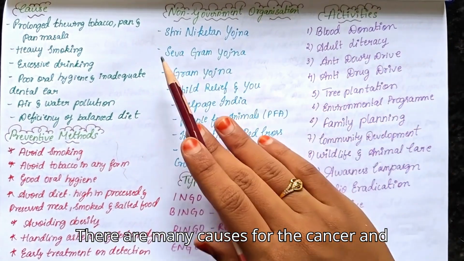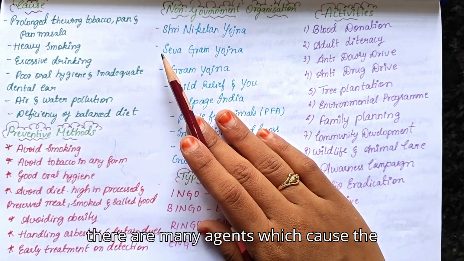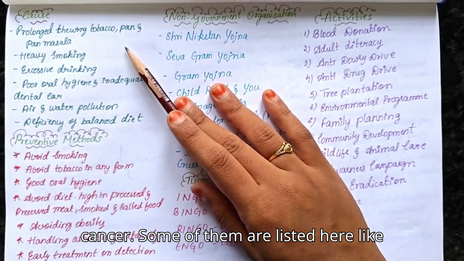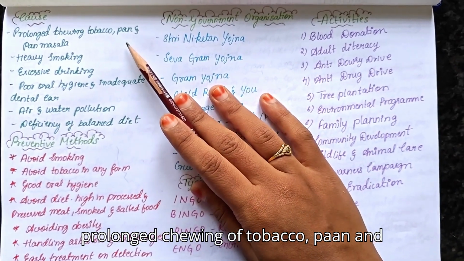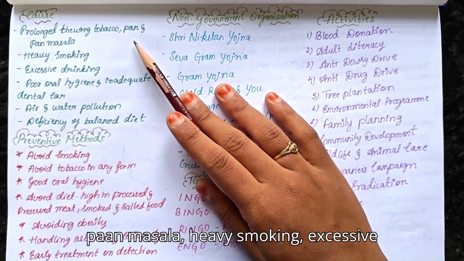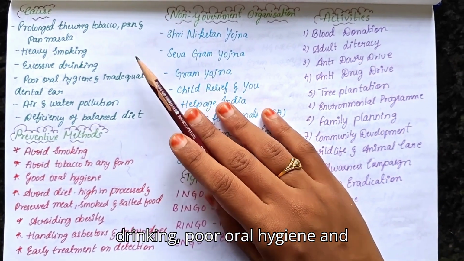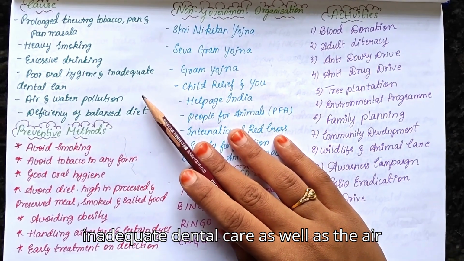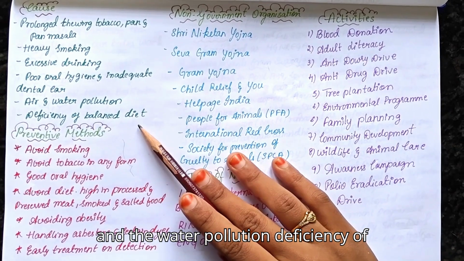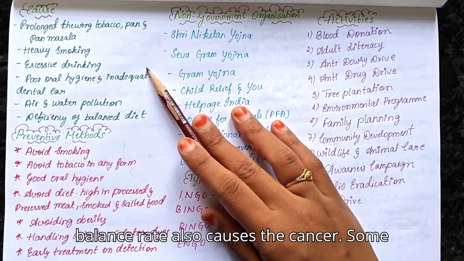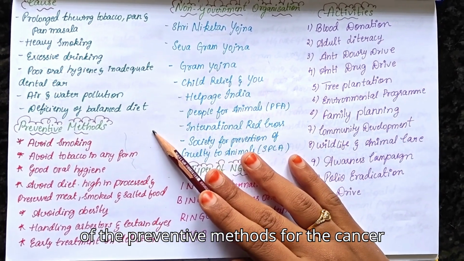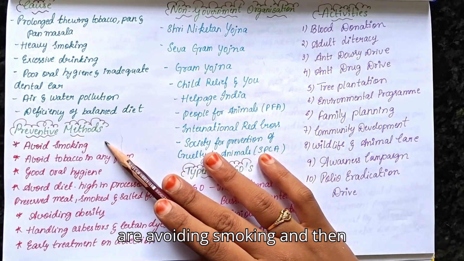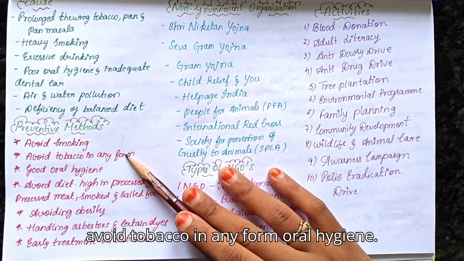There are many causes for cancer and many agents which cause it. Some of them are prolonged chewing of tobacco, pan and pan masala, heavy smoking, excessive drinking, poor oral hygiene and inadequate dental care, as well as air and water pollution. Deficiency of a balanced diet also causes cancer. Some of the preventive methods for cancer are avoiding smoking and avoiding tobacco in any form.